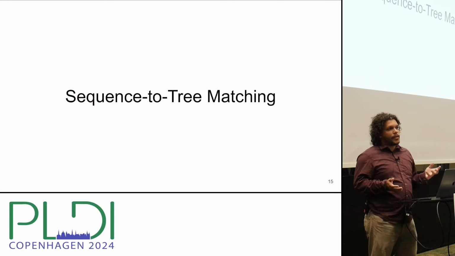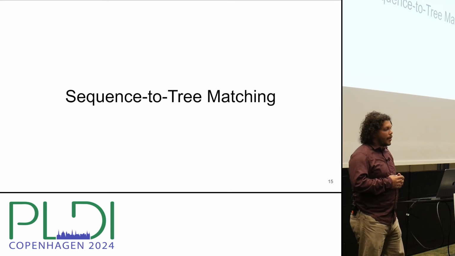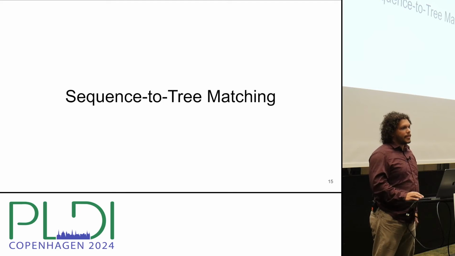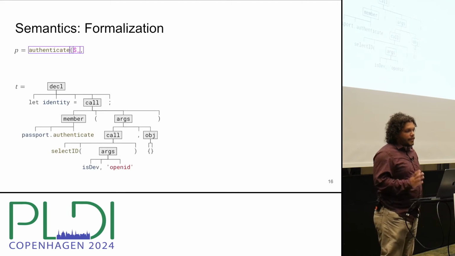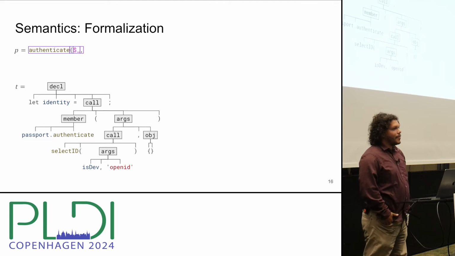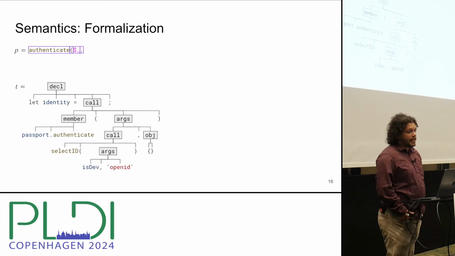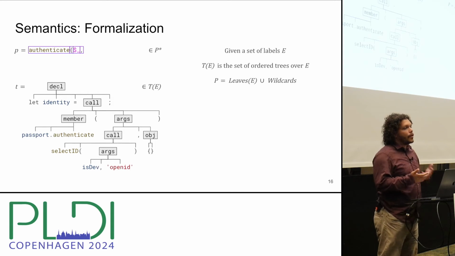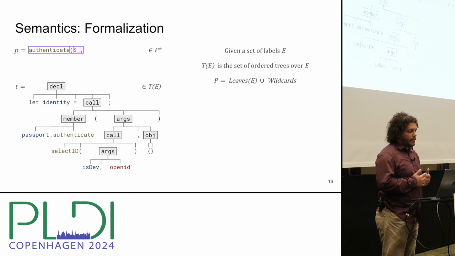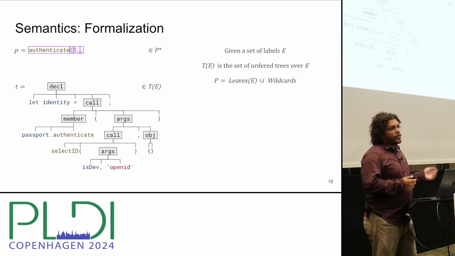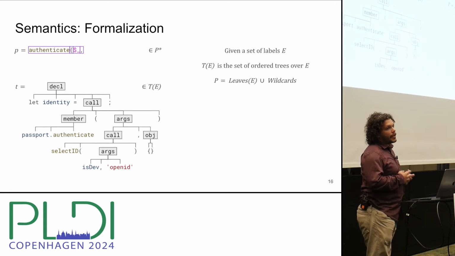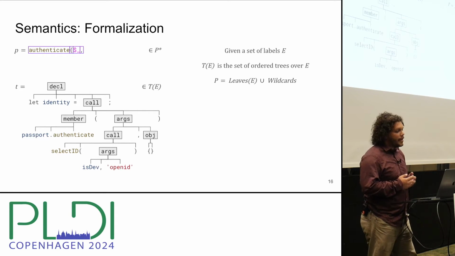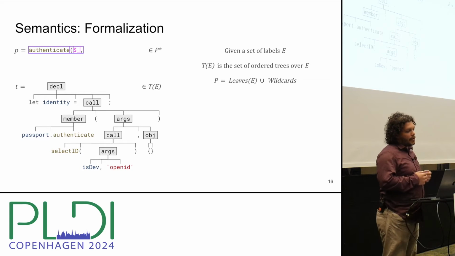Okay, so now we have to formalize this. So now I'm going to tell you about our technique for sequence-to-tree matching, or the specific formalism that we came up with. First, some formalities. We're going to have a pattern, which is just going to be a sequence of tokens, and then we're going to have a tree. In particular, a tree is going to be a labeled ordered tree, which corresponds with this idea of concrete syntax trees from a parser. And our pattern is going to be a sequence of tokens. In particular, this sequence should contain the labels for leaves in our tree, but extended also with wildcards, as we saw in the previous slide.